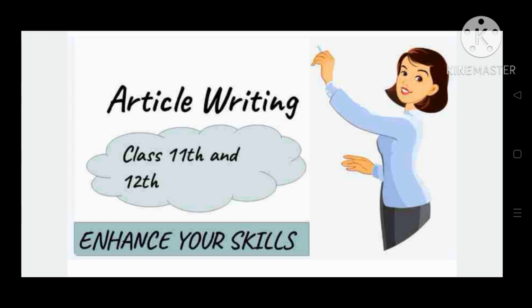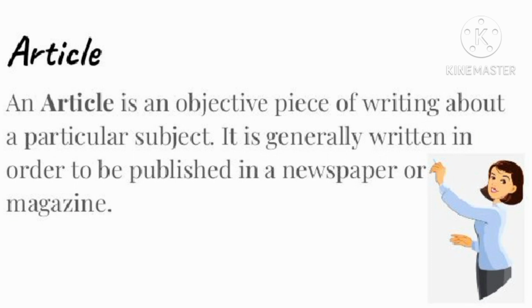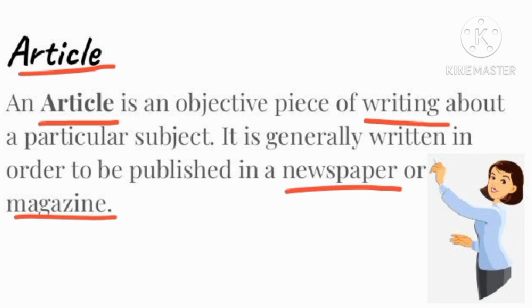In today's video, we are going to discuss how to write an article. So, let's begin. Firstly, let us discuss what an article basically is. An article is an objective piece of writing about a particular subject. It is generally written in order to be published in a newspaper or a magazine. So, an article is a piece of writing which is written for a large audience.